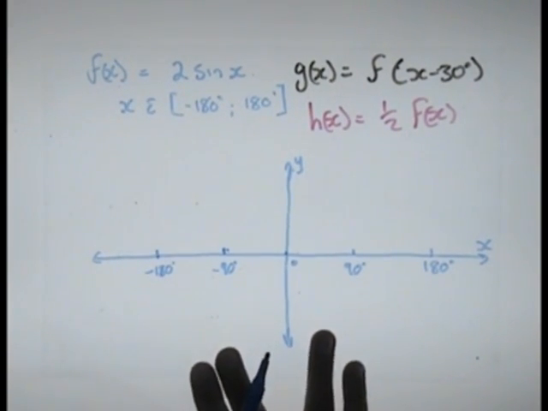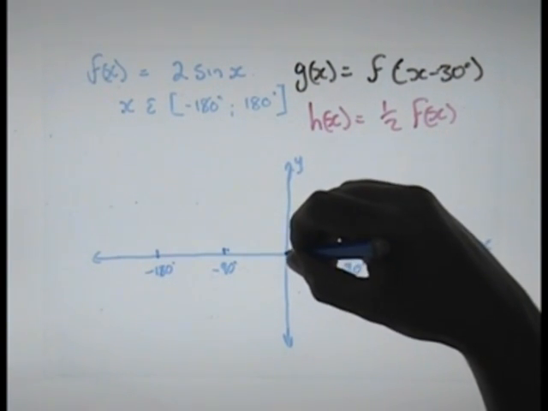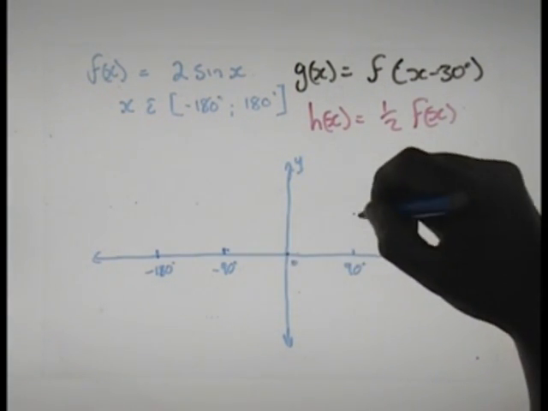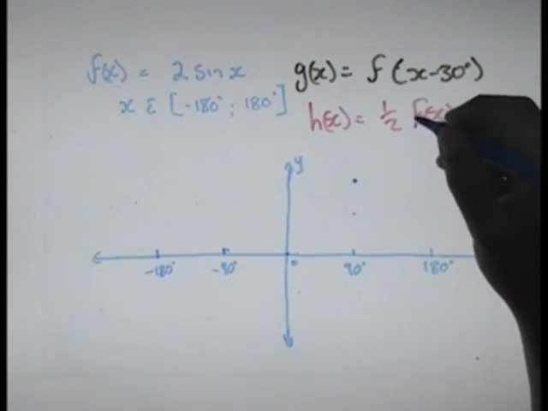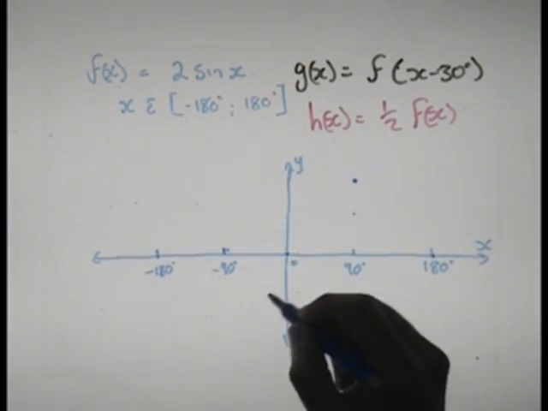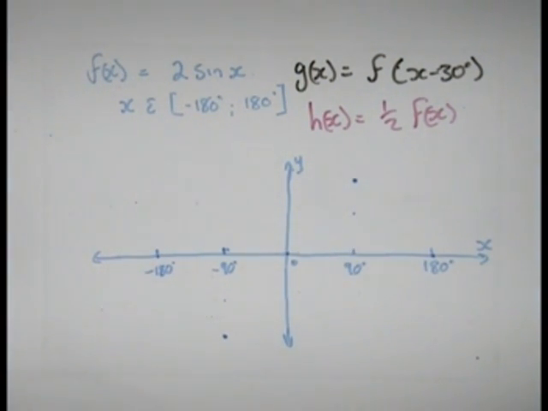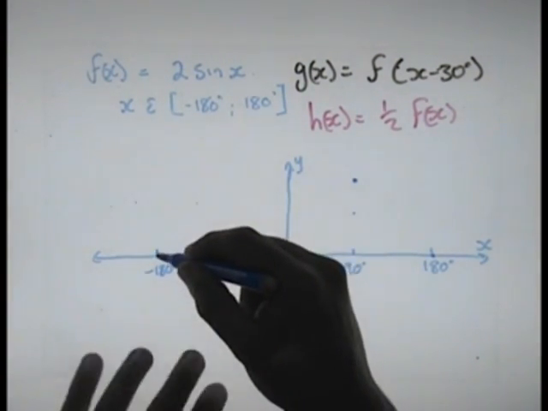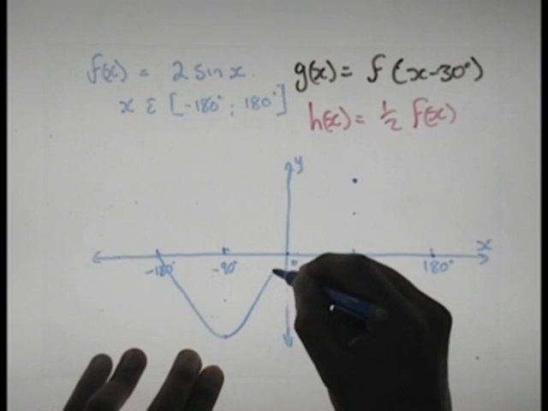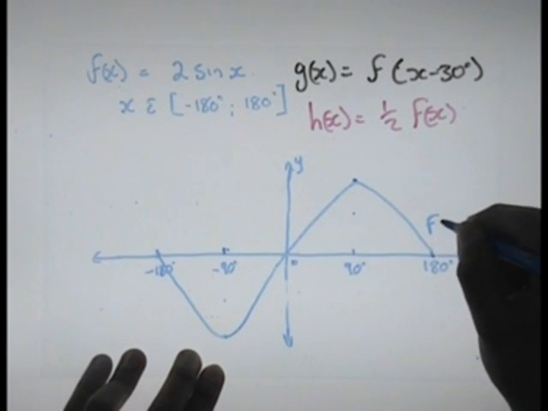The first graph we're sketching is that of f of x, which is equal to 2 sine x. Sine of 0 is equal to 0 times 2 is 0. Sine of 90 is equal to 1 times 2 is going to equal 2. Sine of 180 is 0 times 2 is 0. Sine of negative 90 is negative 1 times 2 is negative 2. Sine of negative 180 is 0 times 2 is 0. That means that my graph f of x is going to look like this.